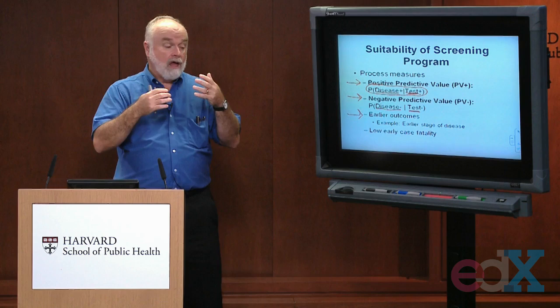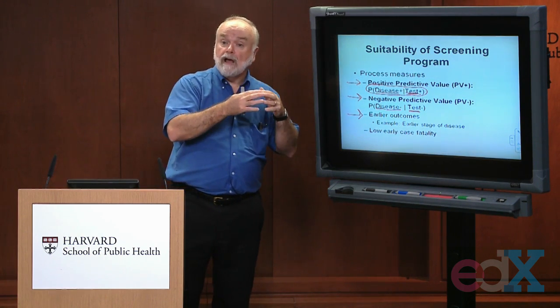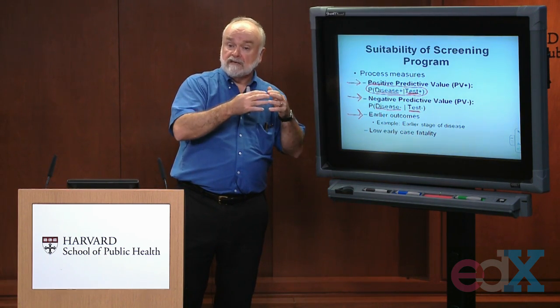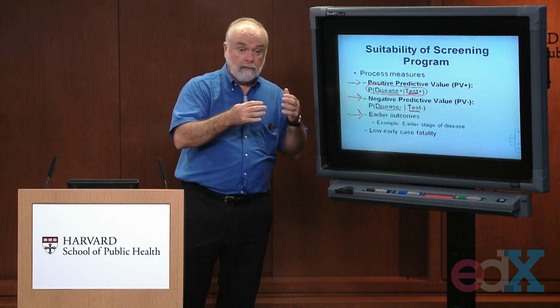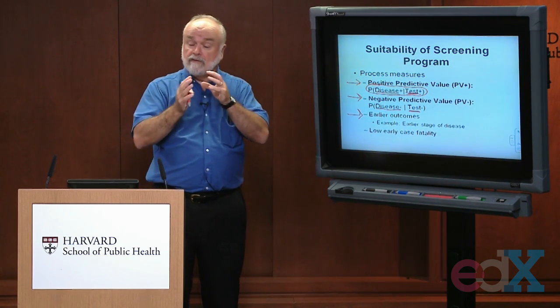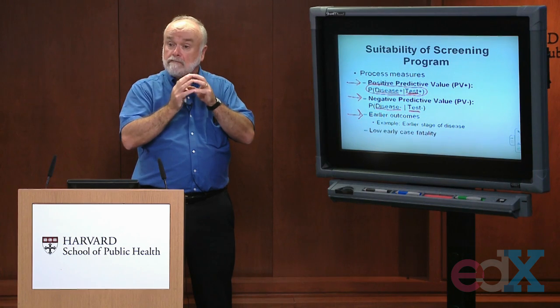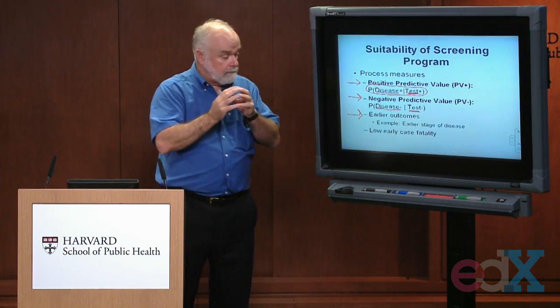So what we can do is look at the stage distribution of the disease among those people who tested positive and were later diagnosed as having breast cancer from the screening program. And a distribution of mostly early stage disease is a good marker of a good screening program.